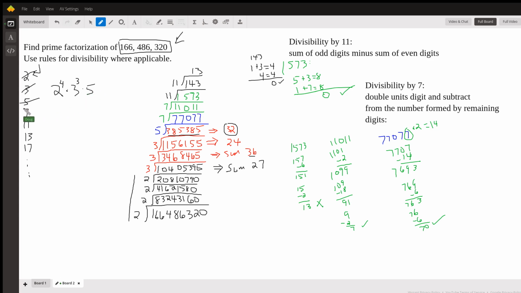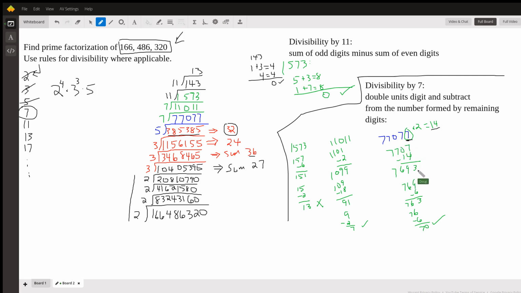I move to 7. Now, the test for divisibility by 7 is a little bit interesting. It's obvious that 7 goes into this number because I can take 7 into 7 as 1, 1, 0, 1, 1. But the test goes like this. You double the units digit, which is 14, and then subtract that number from the number formed by the remaining digits. So 7707 minus 14 is this.